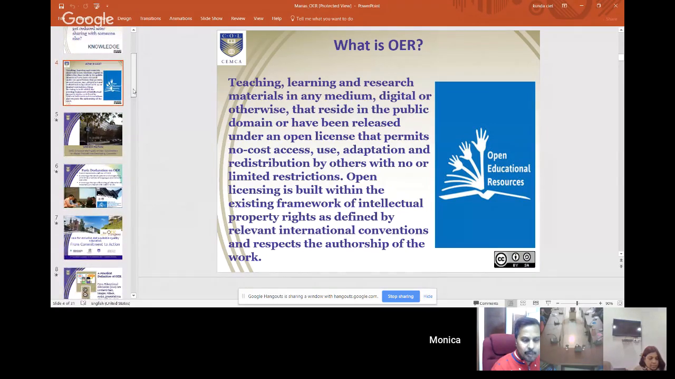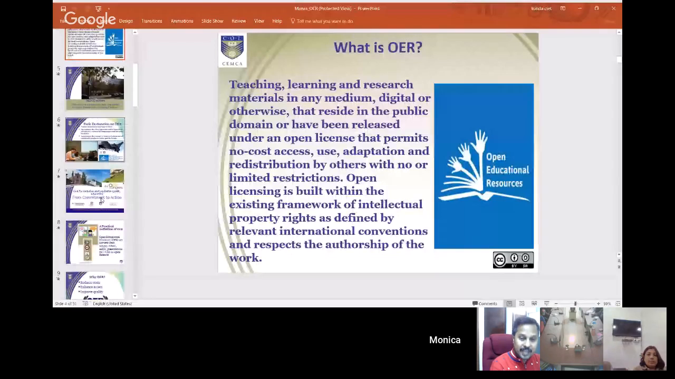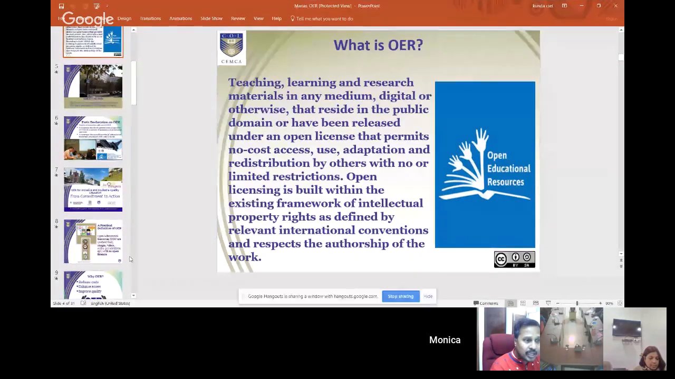This means there will be no payment to access these materials, which are available freely for you, and it allows you to use them. It allows you to use them. Means if it is available on the internet, you can download these materials and use them for your purpose. Number one. Number two, you can adapt these materials, means you can revise, remix, and prepare your material using this material. You can contextualize your material for your purpose.